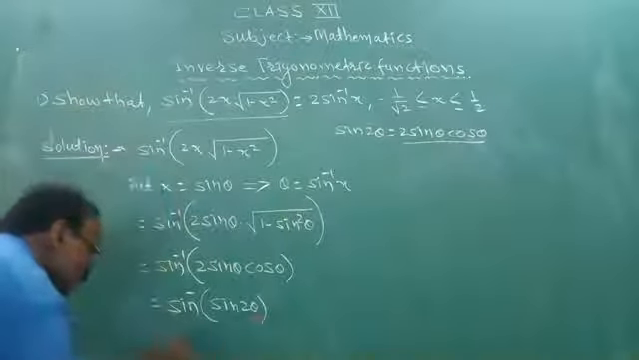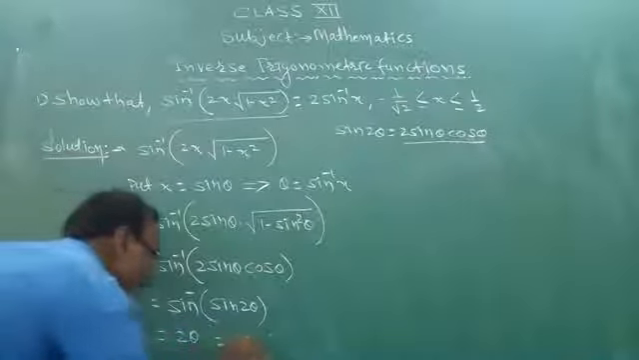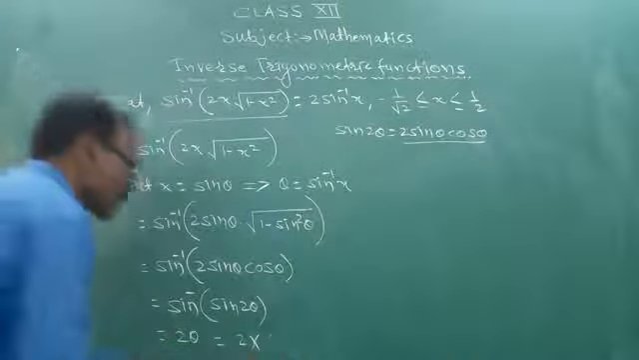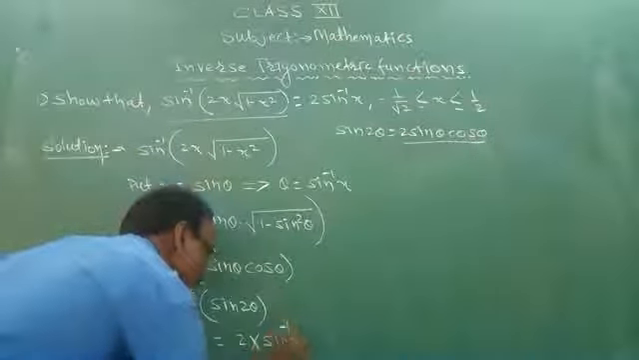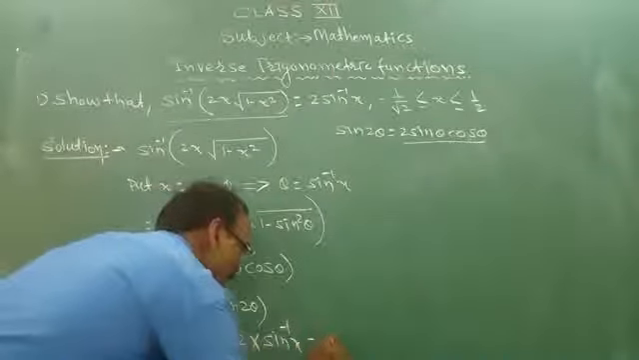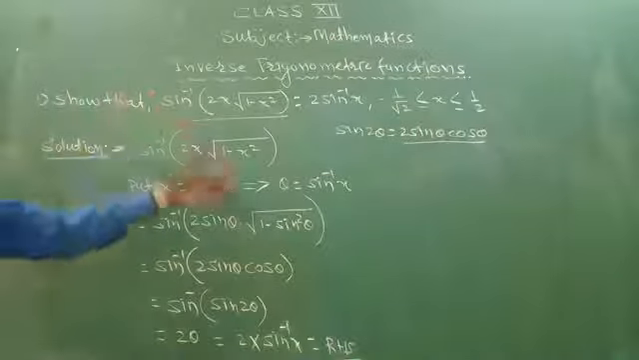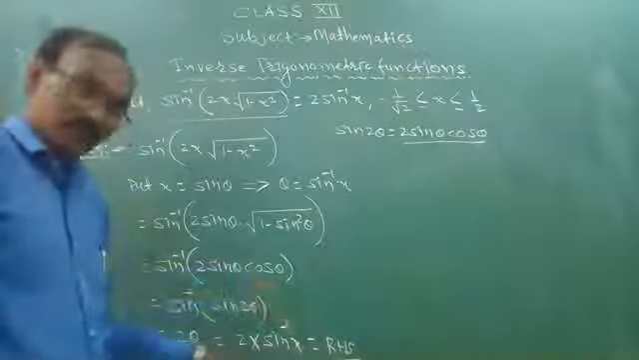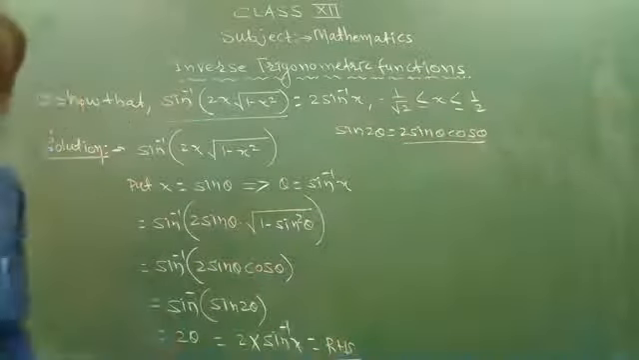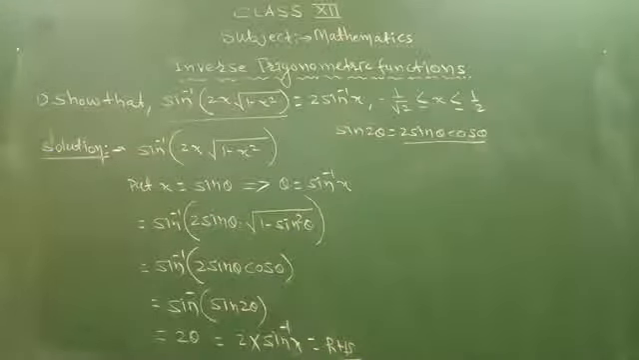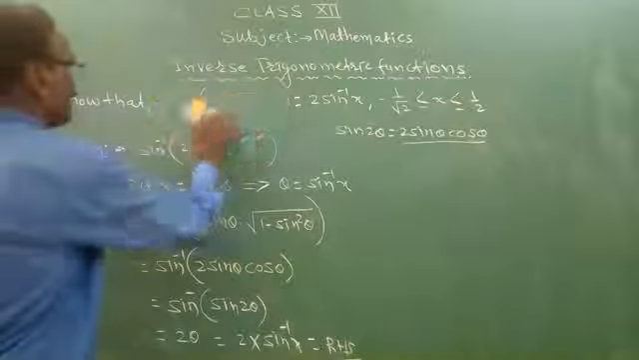So sin inverse sin 2 theta means 2 into theta, which is 2 sin inverse x. So I started from the left hand side and obtained here 2 sin inverse x, which is the right hand side. So in this way you can prove it. Okay. Take another one.